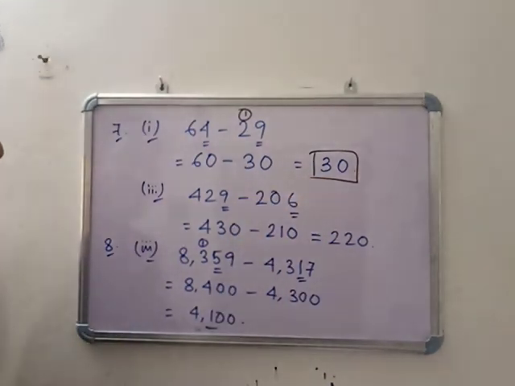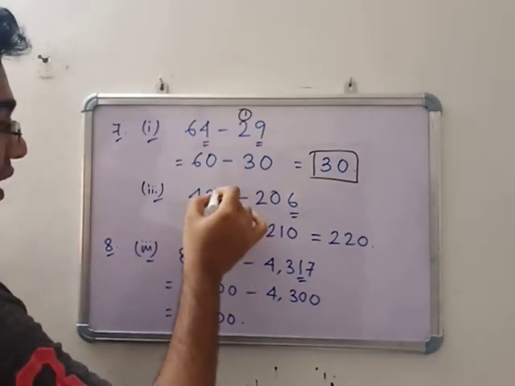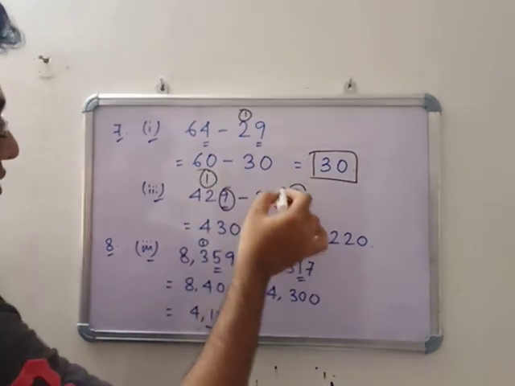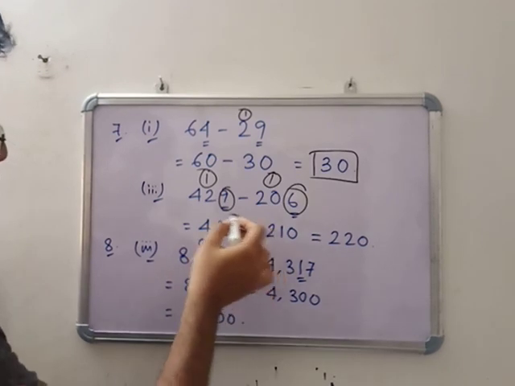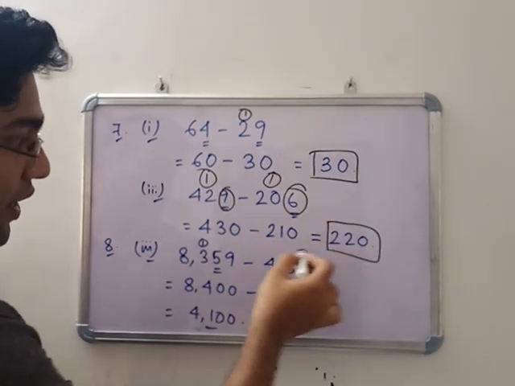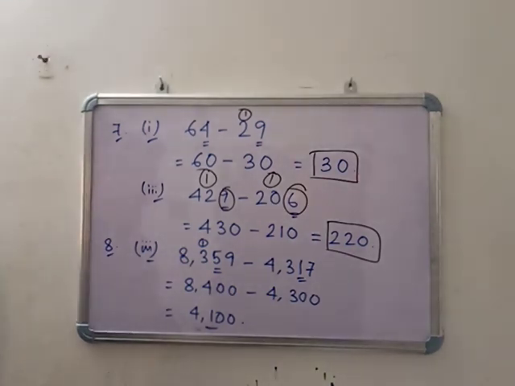Next, 429 minus 206. The last number is 9 here and the last number is 6 here. So 9 means 1 is added here and 6 means 1 is added here. So that means 430 minus 210. That means 220.